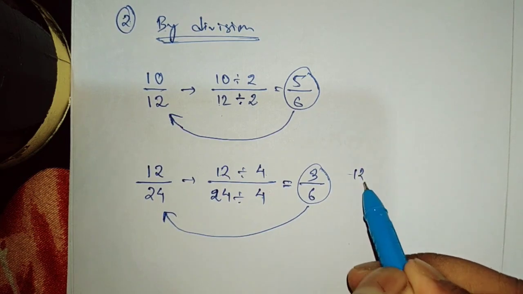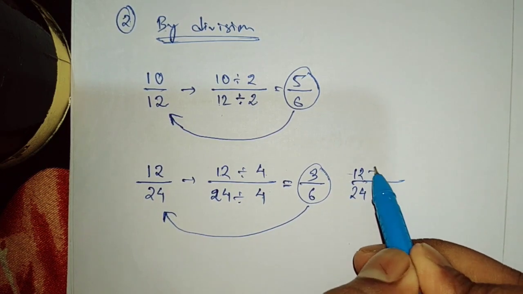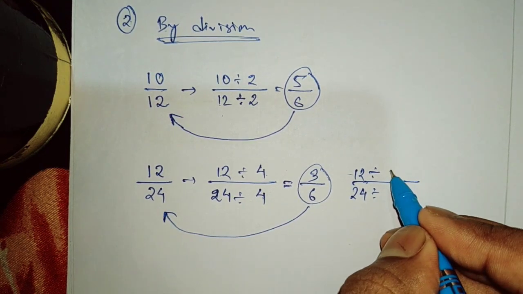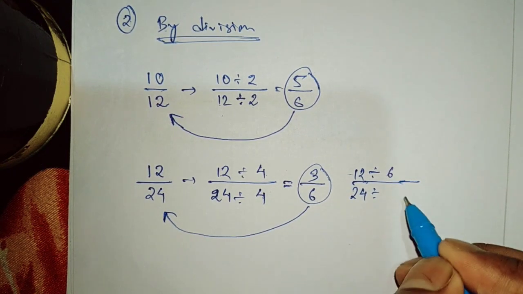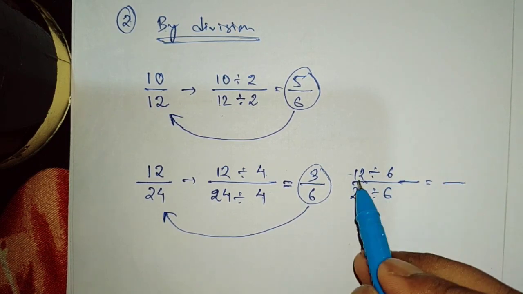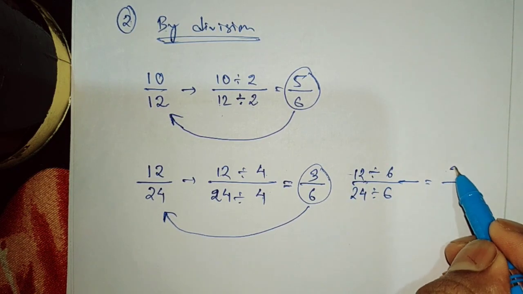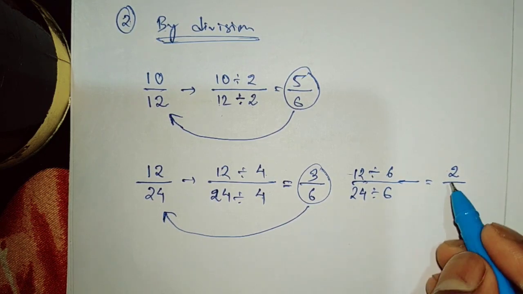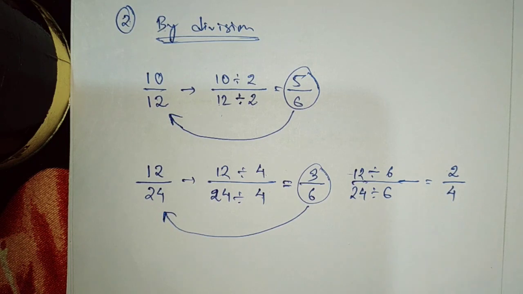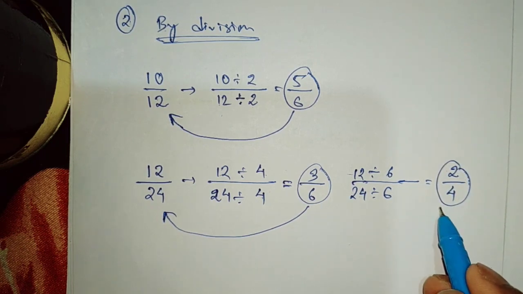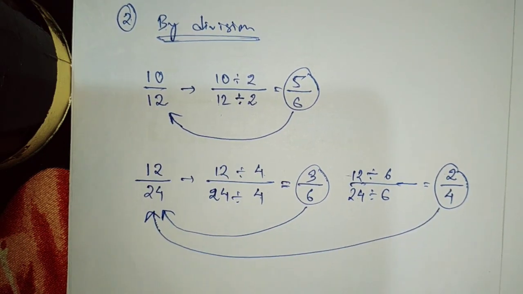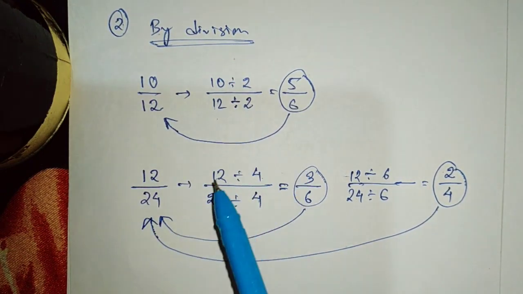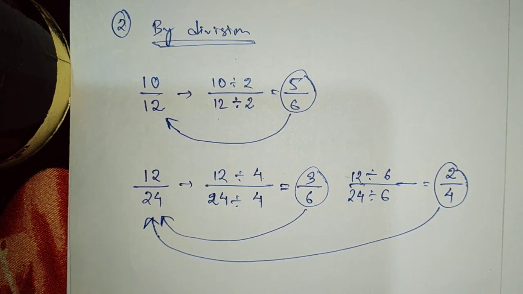Further, if you take 12 by 24 and divide it by 6 also, then what do you get? 12 divided by 6 is 2, because 6 2s are 12, and 24 divided by 6 is 4, because 6 4s are 24. 2 by 4 is also an equivalent fraction of 12 by 24. In this way, by the division method, we can find equivalent fractions.